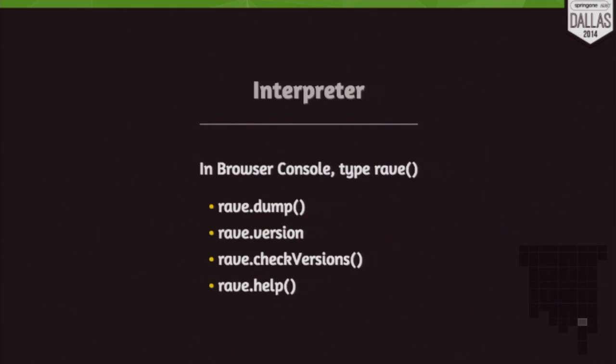Rave also provides a REPL version. So inside your Grails console, you can look at your dependencies and how things are loaded.